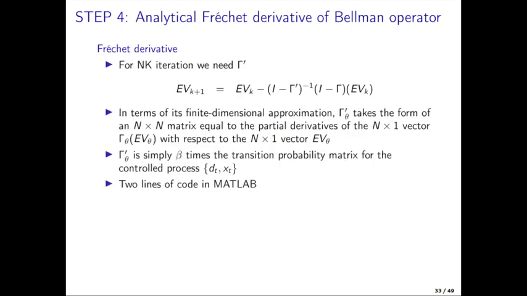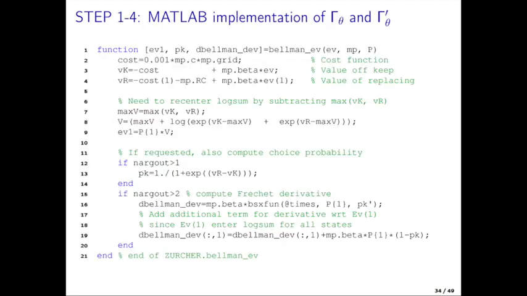Now, we already talked a little bit about the derivatives of the Bellman operator. We need that for the Newton-Kantorovich derivation, and you can say that MPEC needs it for building up the Jacobian and the constraints when solving the constrained optimization problem. So here, in terms of this finite dimensional approximation with n grid points, this Fréchet derivative takes the form of an n by n matrix with partial derivatives that we already talked about. This is equal to the choice probability weighted sum of transition matrices times beta. So this is really just two lines of code in MATLAB.